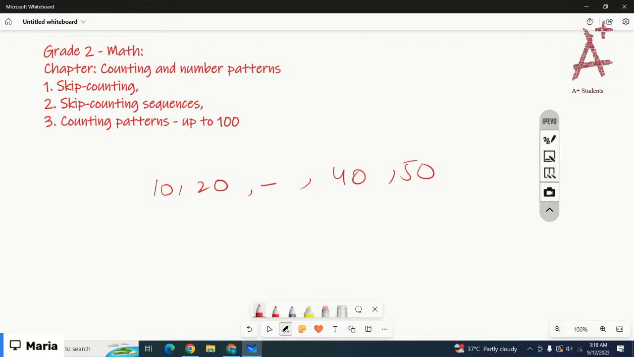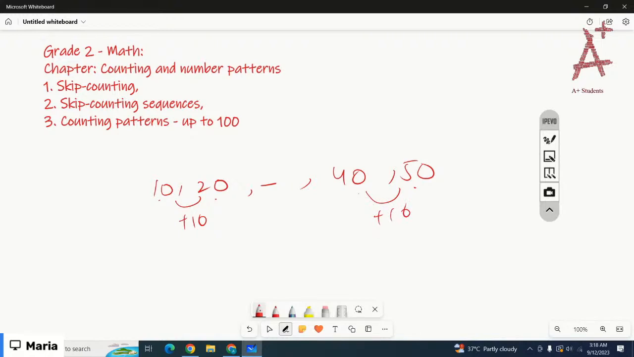First of all, you have to see how the skip counting pattern is increasing, right? What number you are skipping every time. So how do you know what number you are going to skip every time? You can see 10, 20, 40, 50. Each next number is 10 more than the previous number, right? 10 plus 10 is 20, sorry, and 40 plus 10 is 50.